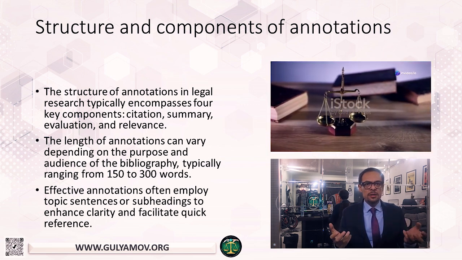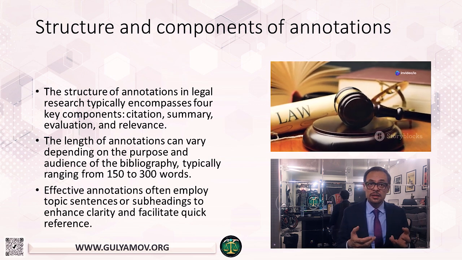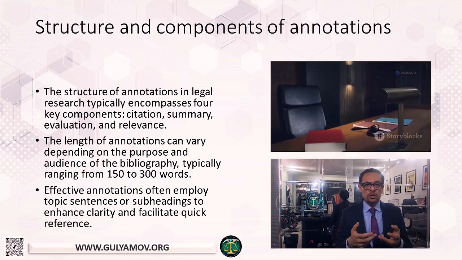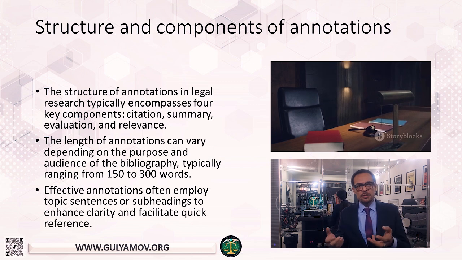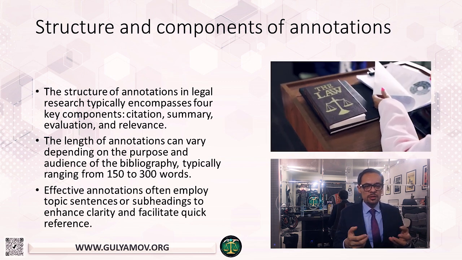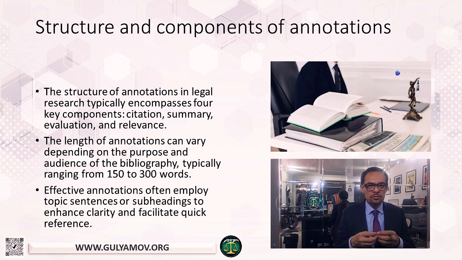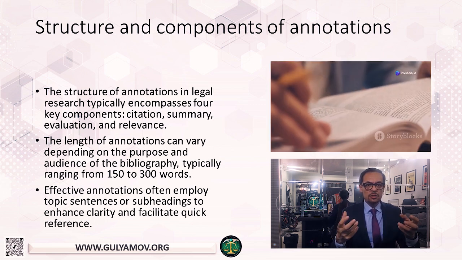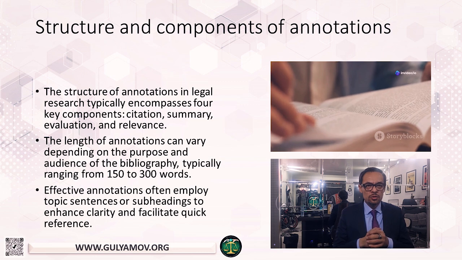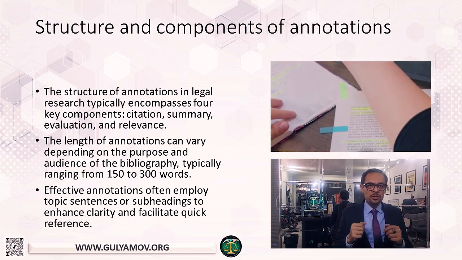The evaluation component critically assesses the source's strengths, weaknesses, and contributions to the field. Finally, the relevance section explicates the source's significance to the specific research topic or question at hand. The length of annotations can vary depending on the purpose and audience of the bibliography, typically ranging from 150 to 300 words. Balancing descriptive and analytical elements within this concise format requires skill and practice.